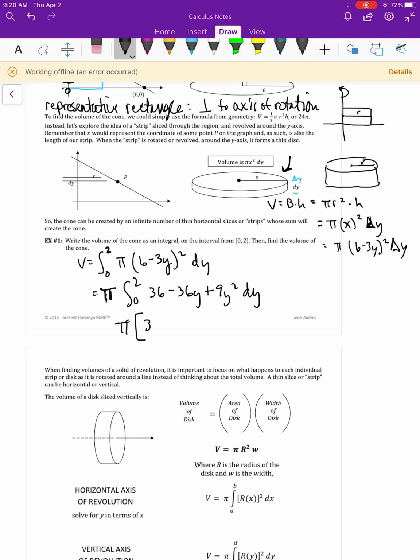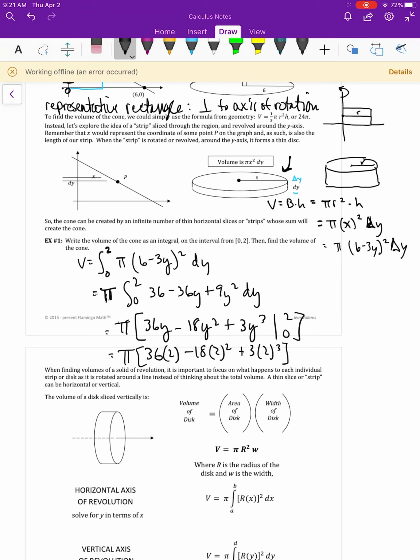So now this is going to be 36y minus 18y squared plus 3y cubed from 0 to 2. And we put our 2 in. If we put our 0 in, it just gives us 0, so we're not going to worry about that. This is going to be 72 minus 72 plus 24. So our 72's cancel. We end up with 24 pi units cubed. Okay, so that's going to be the volume.